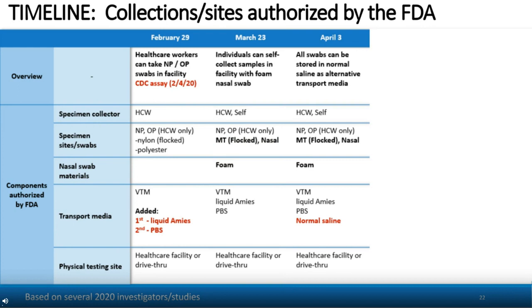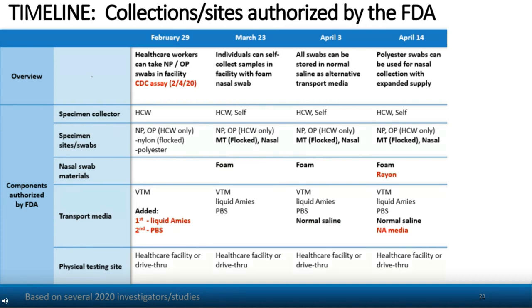By early April, the CDC also authorized another transport media to go along with the viral transport media, the liquid Amies, and the phosphate buffered saline, and they added normal saline as well. By the middle of April, they also added another collection material that could be used for nasal swabs, and that was rayon. So not only could we use nylon, polyester, and foam, but by mid-April, rayon was also approved, as was another transport media, which was the nucleic acid stabilization media that we've talked about.